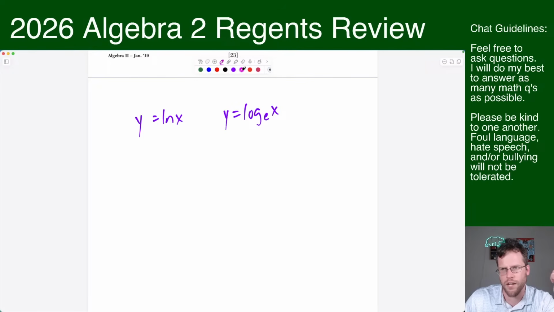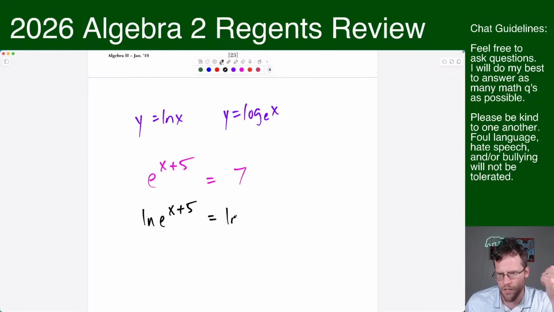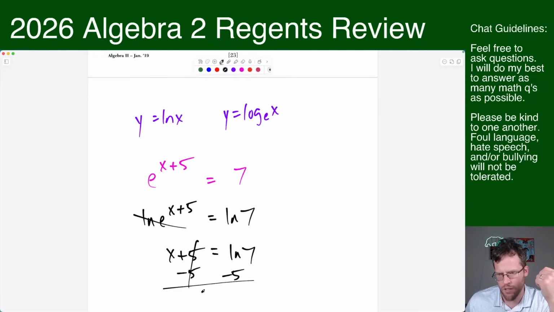So you really just use that if you had, let's say, e to the x plus 5 equals 7. When is that true? Then I might say, all right, natural log of e to the x plus 5 equals natural log of 7. And then natural log and e cancel out, and you get x plus 5 equals natural log 7, and then minus 5 on both sides. Don't say natural log 2. That would be tragic. And that would be negative 5 plus natural log 7.